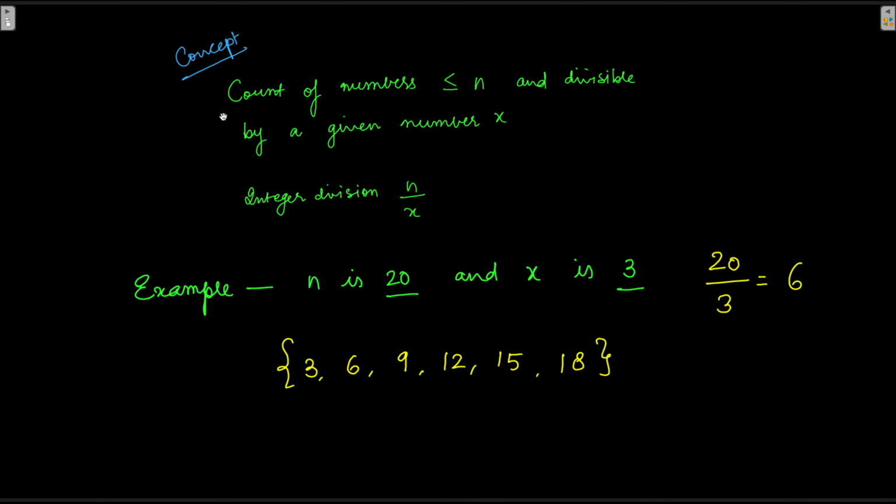Let us take an example to understand this concept. Let's say that n is 20 and we are required to find all the numbers which are less than or equal to 20 and divisible by 3. So let us create this list: 3, 6, 9, 12, 15, 18, which we get when we multiply 3 by 1, 2, 3, 4, 5, 6, until the multiplication goes beyond 20. And that is another way to say that this count is equal to 20 divided by 3, right?